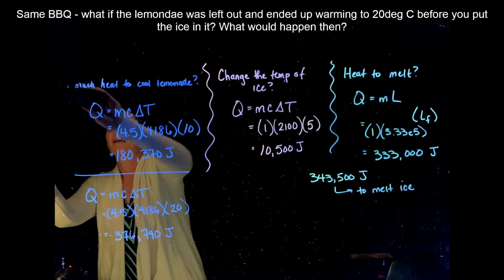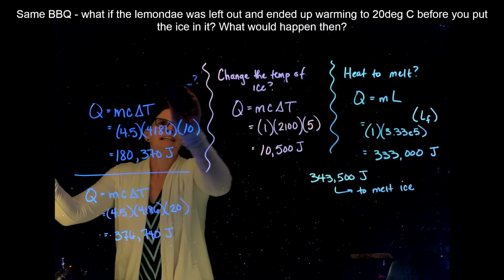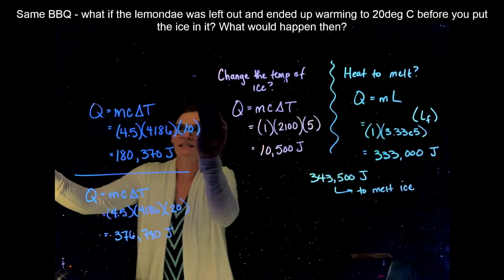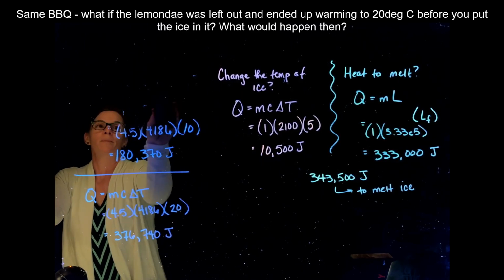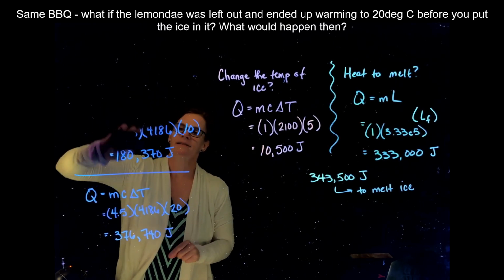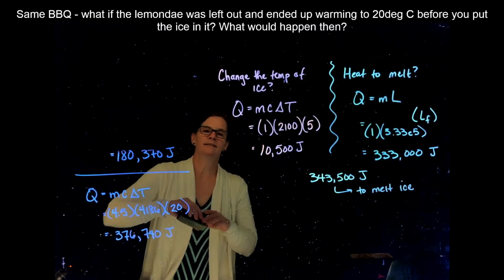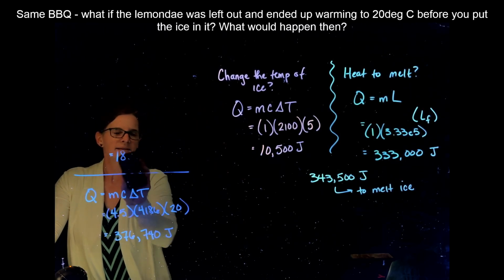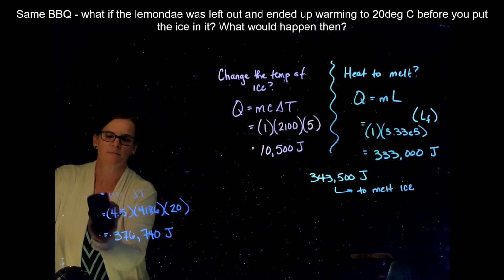So I'm going to erase this and we're going to ask this. This allows us now to look at the idea that the total heat, the sum of all the heat transferring going on, is going to be 0. Remember, we don't gain or lose any heat. So all the heat that's lost from the lemonade is going to be gained by the ice.